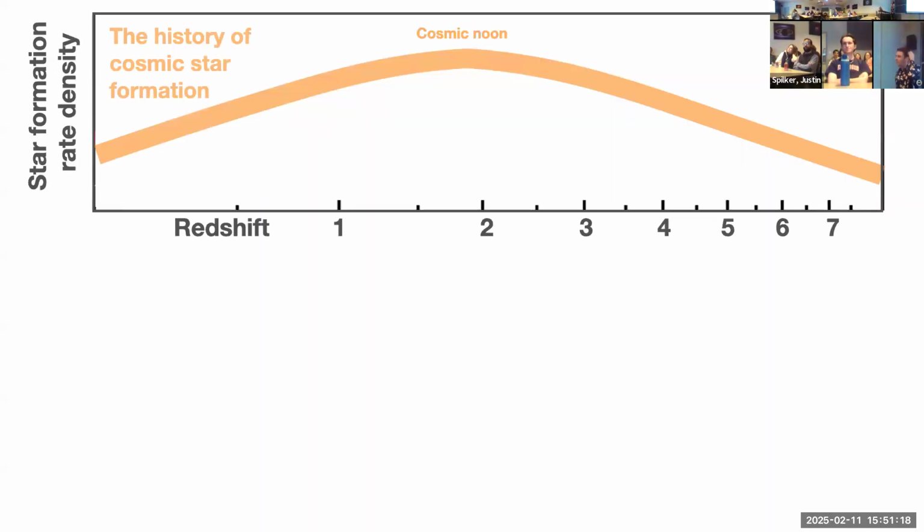Just for a point of context here, this is a plot that every extragalactic astronomer has to show. This is the only time I'm going to show it in cartoon form. It's basically if you ask yourself, when did most stars in the universe form? Most stars in the universe formed at about redshift 2.